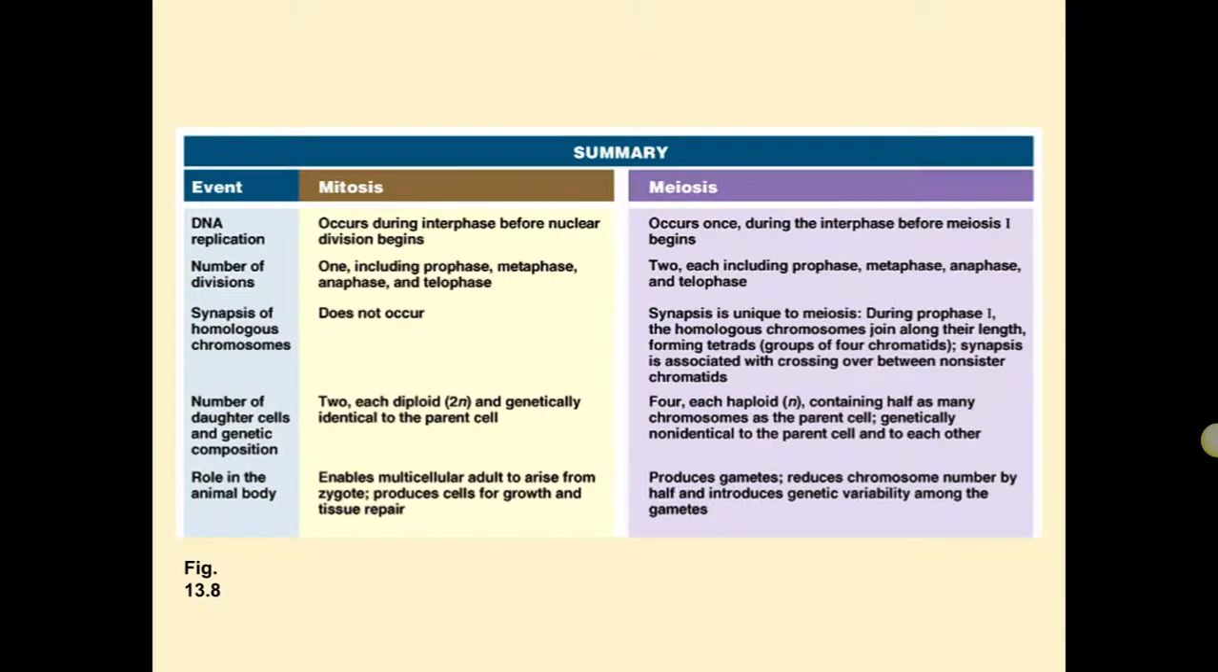Okay, and this summary, which should be in your book, provides a pretty nice comparative analysis of mitosis and meiosis. The page number, let me look it up in the book. Yes, it's 256 if you care to look at this in more detail. This gives a pretty good summary of the differences between the two.